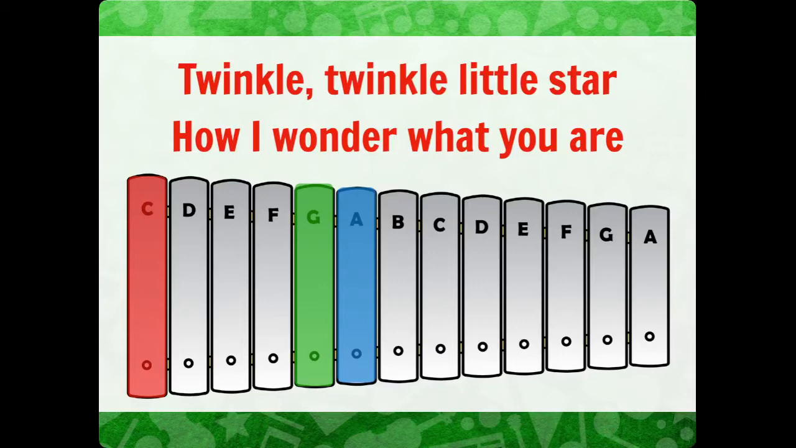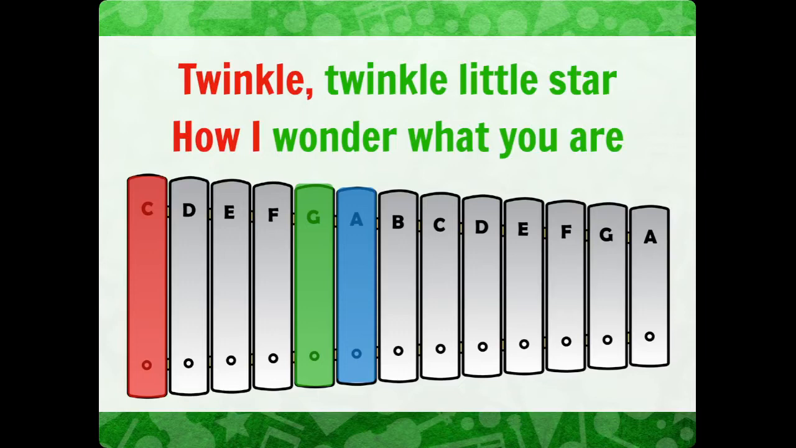Okay, so then once I've done that, I would say, okay, well, what about twinkle red, and then twinkle little star is green. How I is red, wonder what you are is green. So again, the C is red, the G is green, on the visual of the metallophone. So then they can sort of go, twinkle, twinkle, little star, how I wonder what you are. It's just part of the melody, right? So we're getting there in increments.